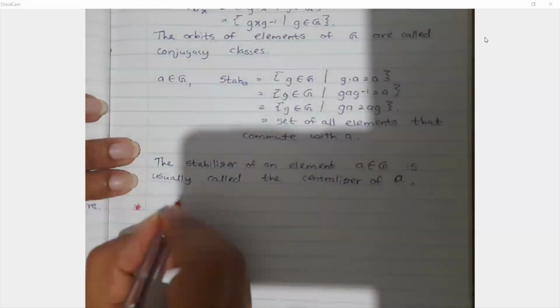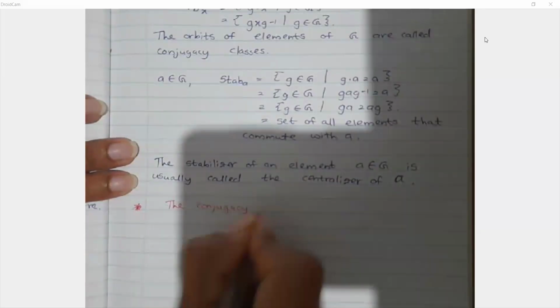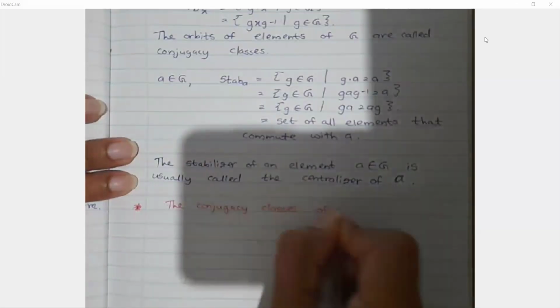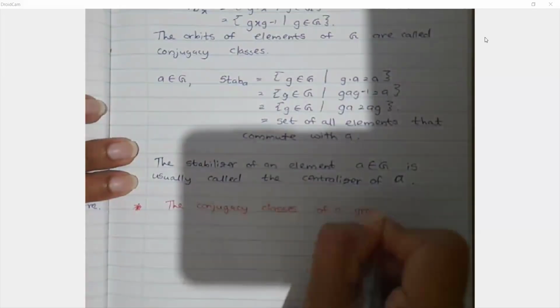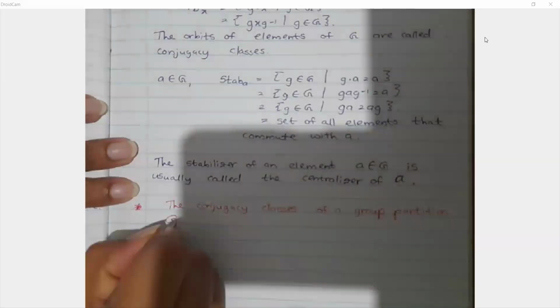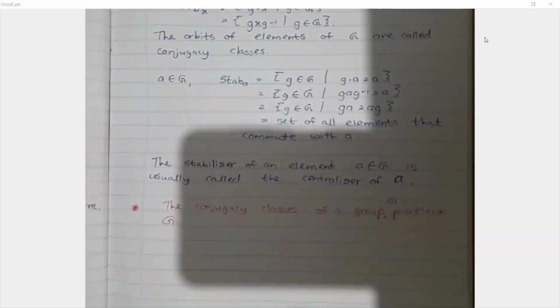So I can write the conjugacy classes of a group G partition the group G. Once again, for any group G, you can always find conjugacy classes. How do we do that? We simply define the action of this group G on itself by conjugation.